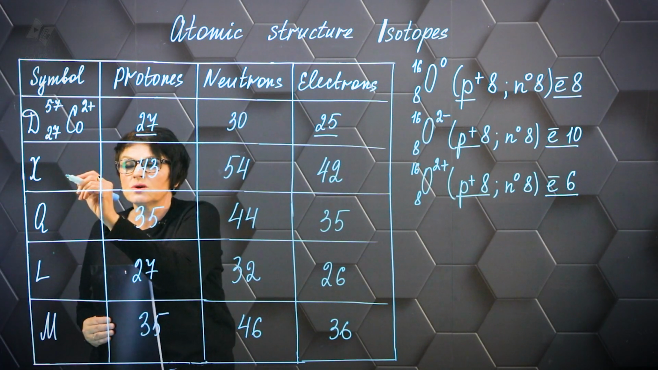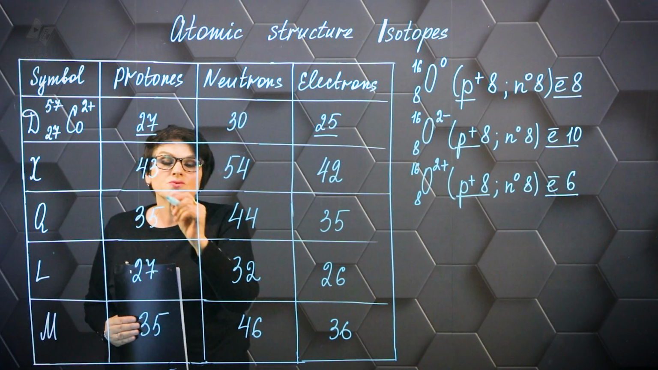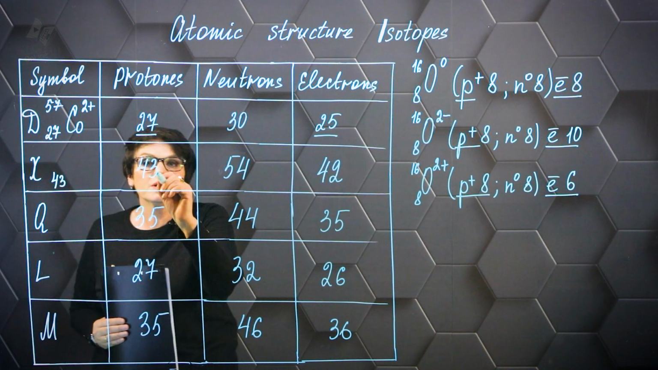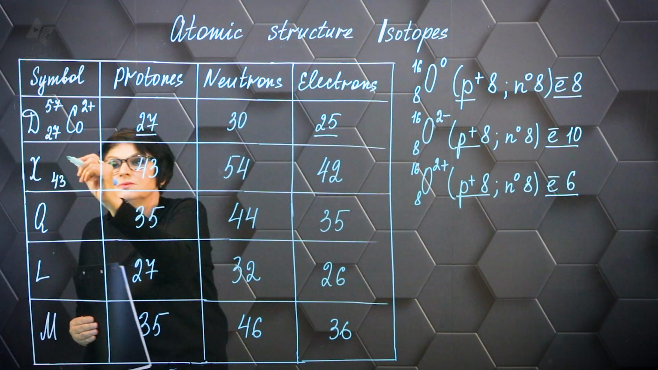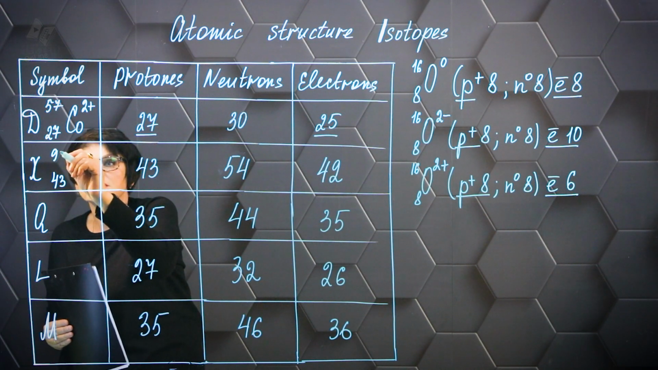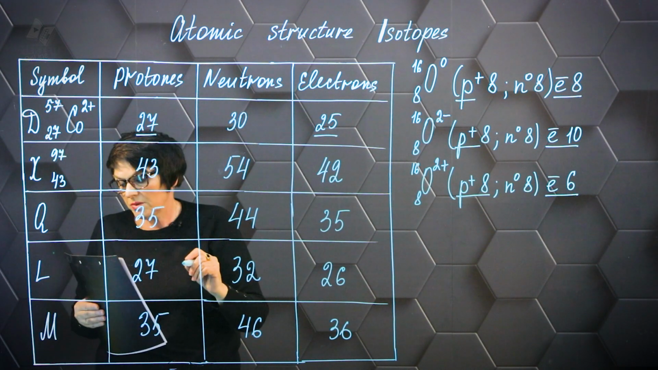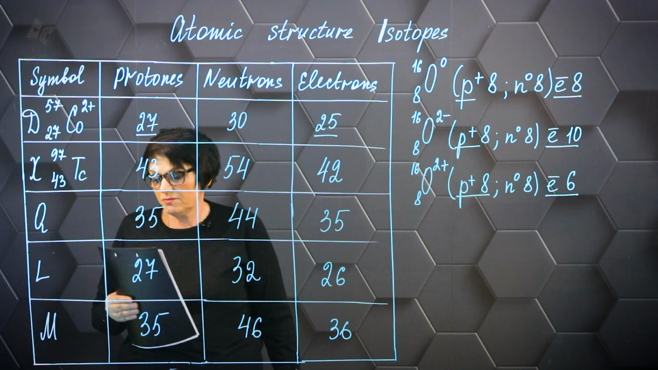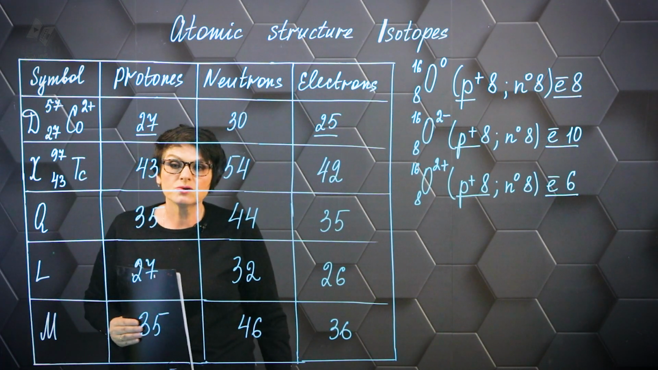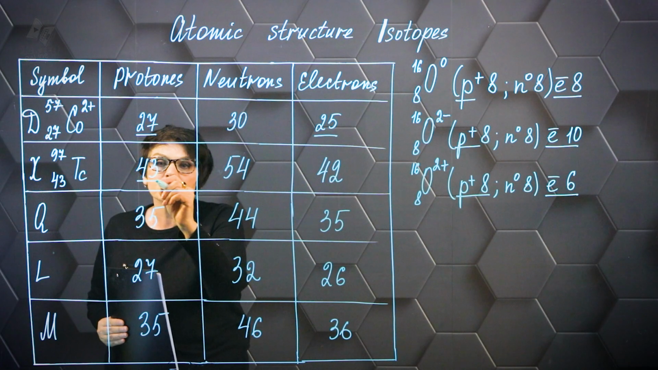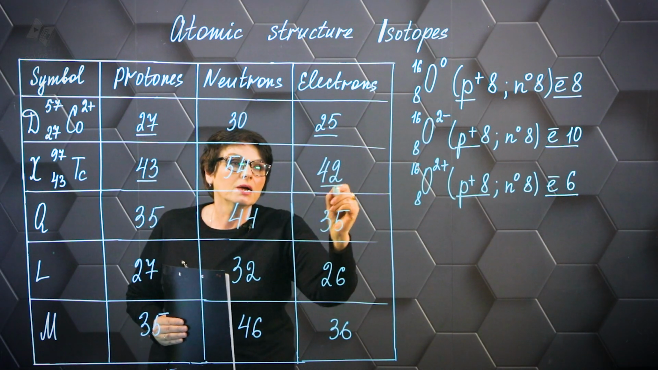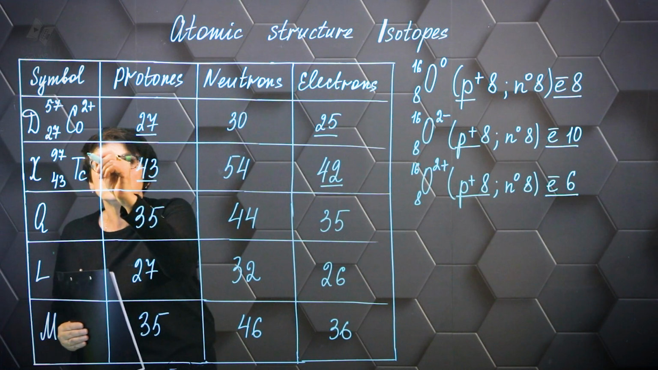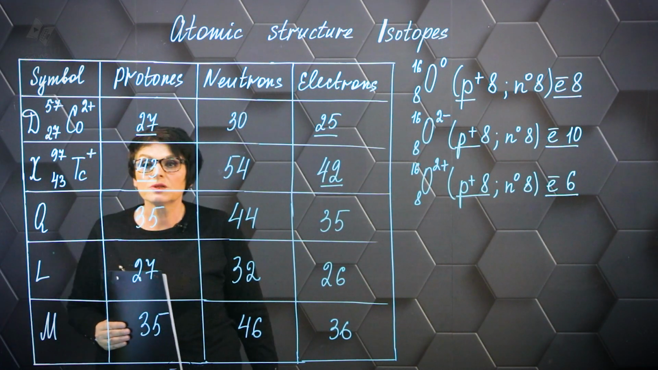We move on to the second element. In this case, its number is 43. Its mass would be 97. What element it is? It will be a technetium element. Now we need to establish what the charge of this particle will be. Let's see. Protons 43 and electrons 42, that is one less. So technetium will have a charge plus, and it will also be a cation.